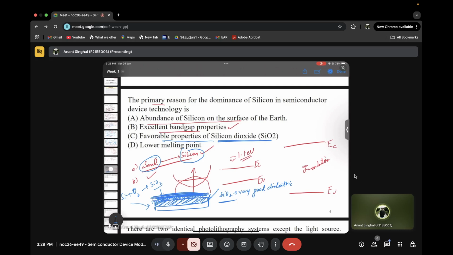So the most important reason for silicon dominance in device technology is actually the growing of SiO2 over the silicon. The last option says lower melting point. Silicon actually has a very high melting point, that is why we use it. So D is incorrect, in fact. The primary reason would be the favorable properties of SiO2. Yes, A and B are correct, but the primary or most important reason is the properties of SiO2.